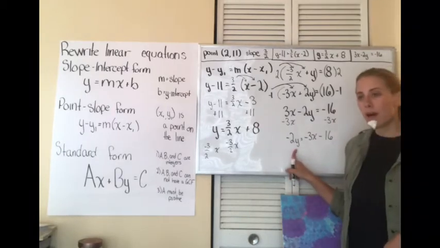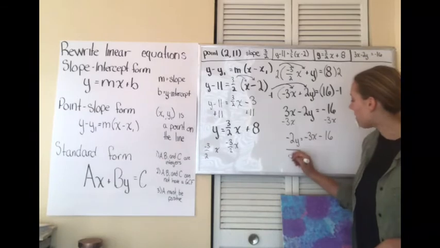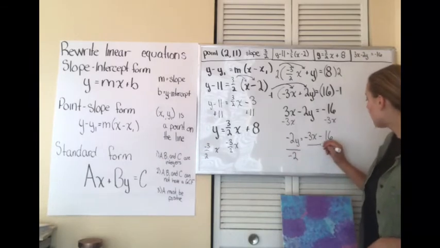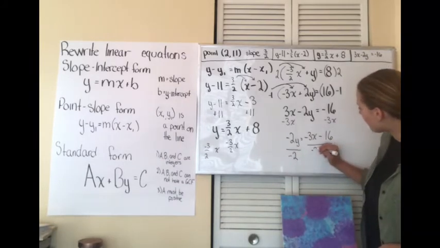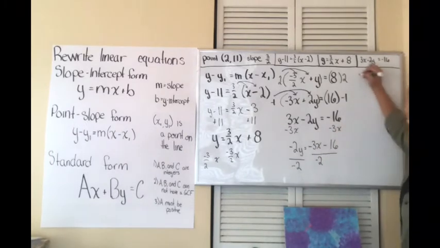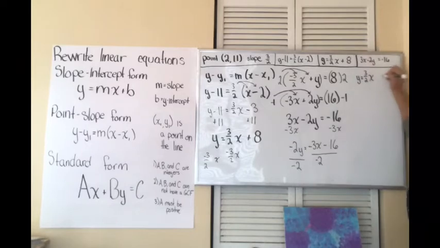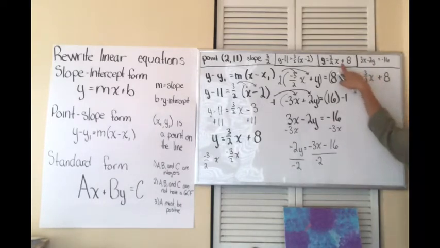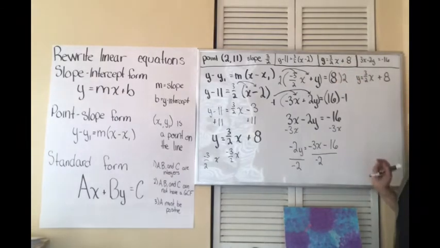Now I want this y by itself, so I'm going to divide by negative 2. Divide by negative 2. And I end up with y equals 3 over 2x plus 8, which is my slope-intercept form over here.